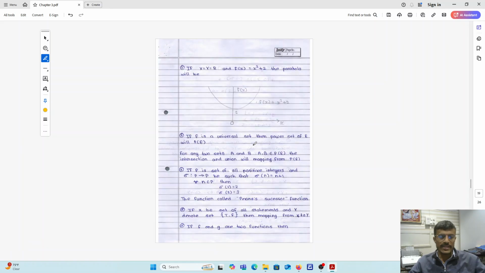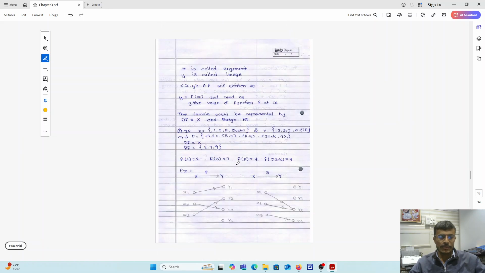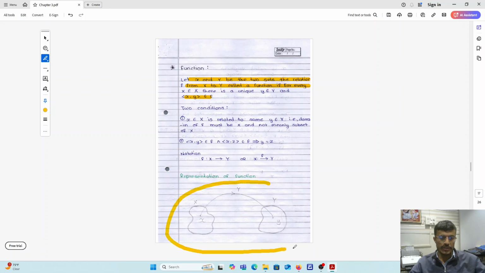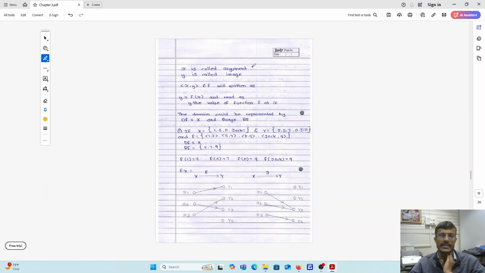So in the diagram you can see here, this is the notation for function. Here this x is called an argument, and this y is called an image. This one is called an argument, and this one is called an image. Fine. So keep in mind this diagram. This x is called an argument and y is called an image.